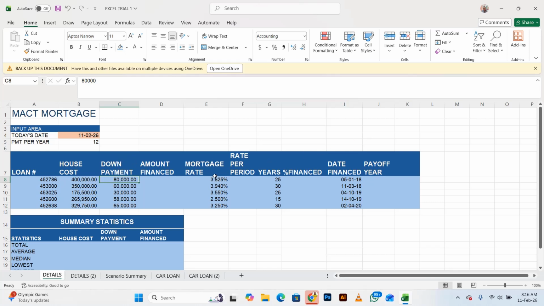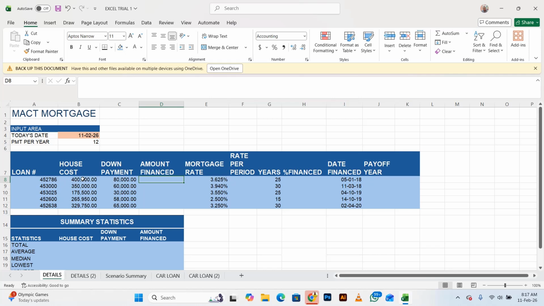Now the amount financed is the next thing that we need to find. The amount financed means that the loan cost is 400,000, and you pay a down payment of 80,000. So now we want to know the amount that we are going to charge the percentage on. I hope you get it.